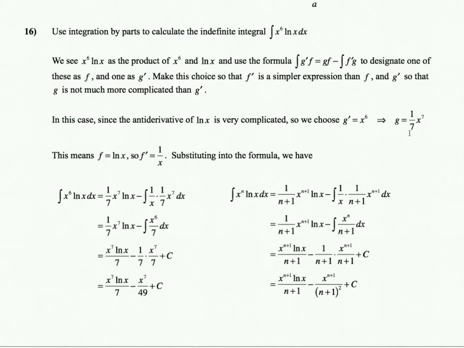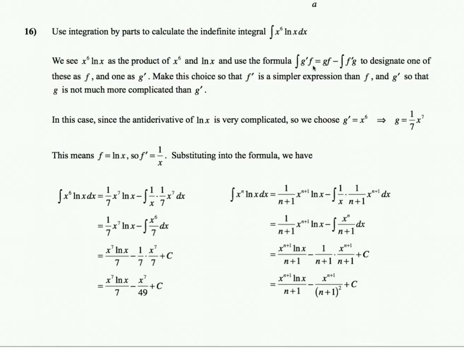and so the antiderivative of g prime is 1 over 7 times x to the 7th, because we add 1 to the 6th, that's 7, and the reciprocal of 7 is 1/7, and so this 1/7 times x to the 7th is our antiderivative of g prime. Now the f is our natural log of x, the derivative of natural log of x is 1 over x, so those are our 4 substitutions, and we substitute those into this formula here.